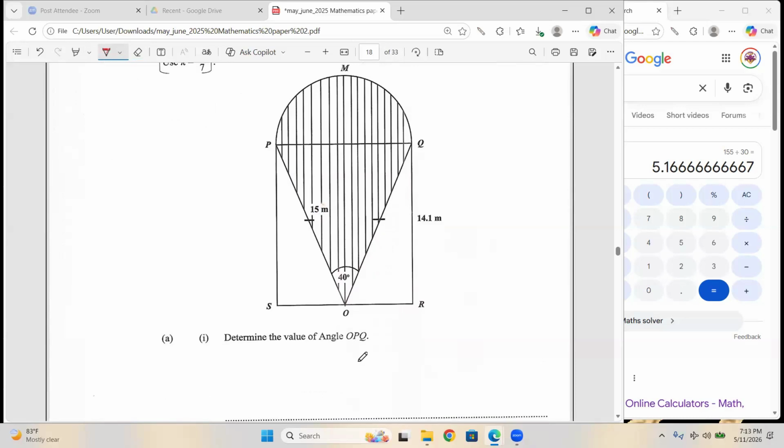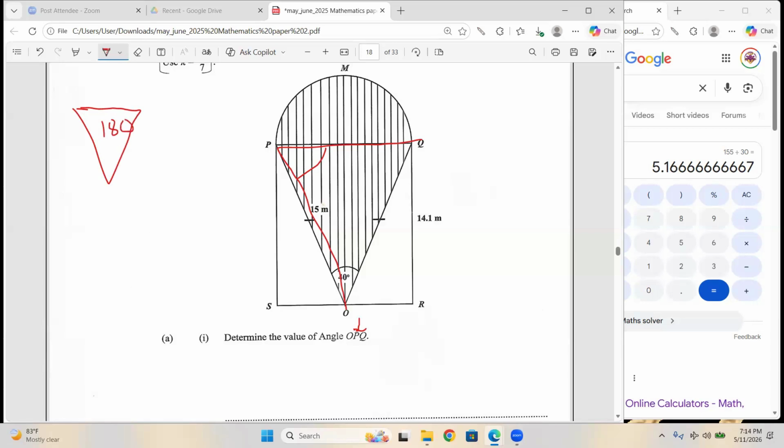So it says determine the value of angle OPQ. So we find the angle P, right? The letter in the middle. It said OPQ, which is this angle here. Come on, did anybody get that answer? Anybody? If you did, what did you get for it? Quick, quick, quick. We don't have all day.